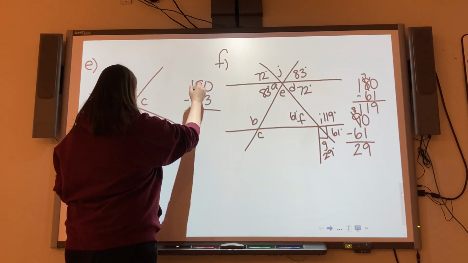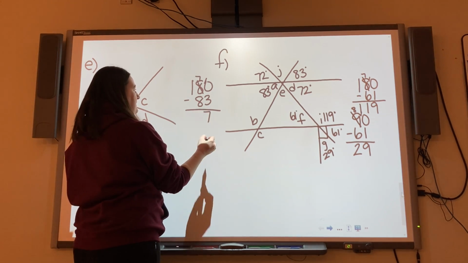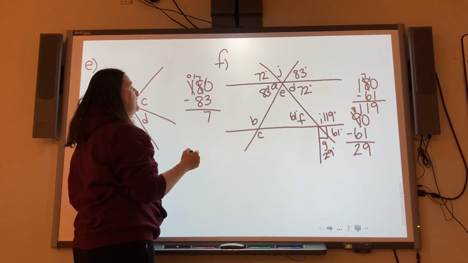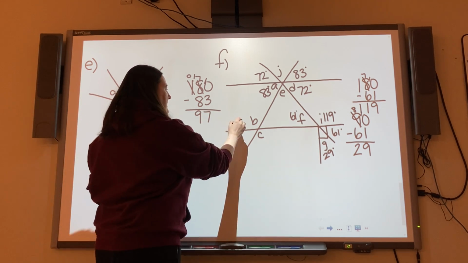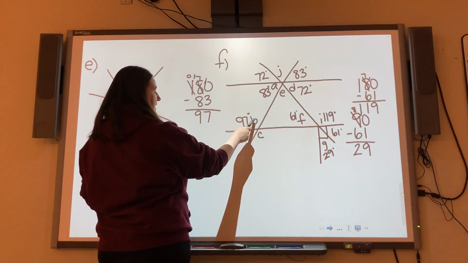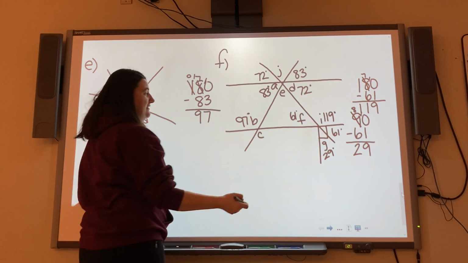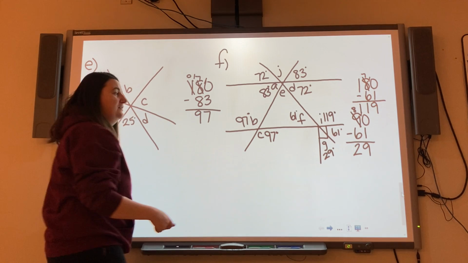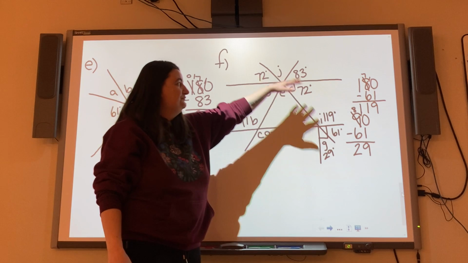So I'm going to have to borrow. 10 minus 3 is 7. 7 minus 8, I can't do that. I'm going to have to borrow again. 17 minus 8 is 9. So I've got 97 degrees over here. And if you look, angle B and angle C are directly opposite from each other. So 97 degrees over there too. Now all I've got to do is the top part.